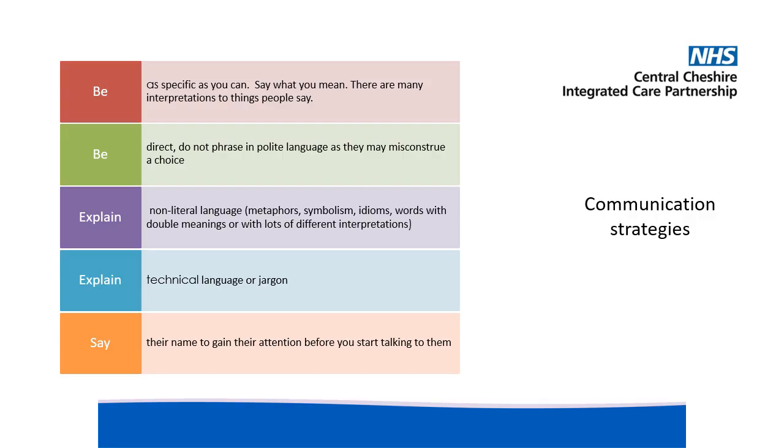Some further communication strategies. Be as specific as you can. Say what you mean as clearly as you can. There are many interpretations to things that people say. Be direct. Do not phrase in polite language as they may misconstrue a choice. Explain non-literal language, for example metaphors, symbolism, idioms, words with double meanings or with lots of different interpretations. Explain technical language or jargon. And say their name to gain their attention before you start talking to them.